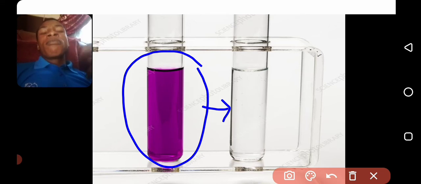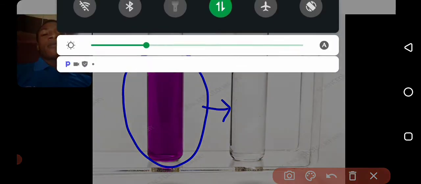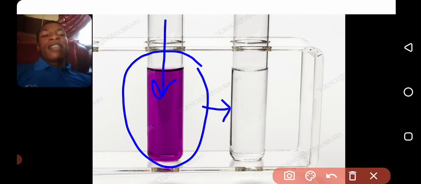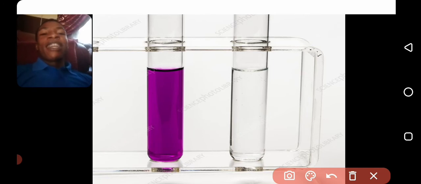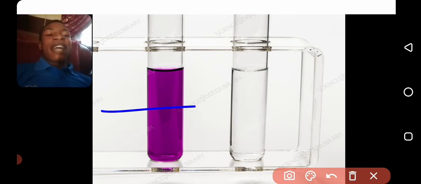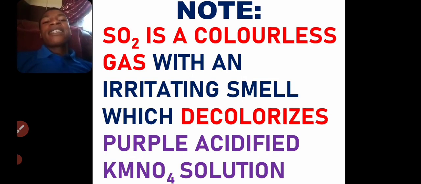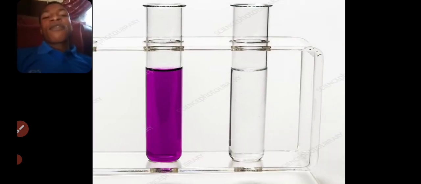When you bubble SO2 gas into this solution, it is going to turn colorless. That's the test for SO2. A colorless gas with irritating smell that decolorizes purple acidified KMnO4 solution. That's how you describe sulfur IV oxide.